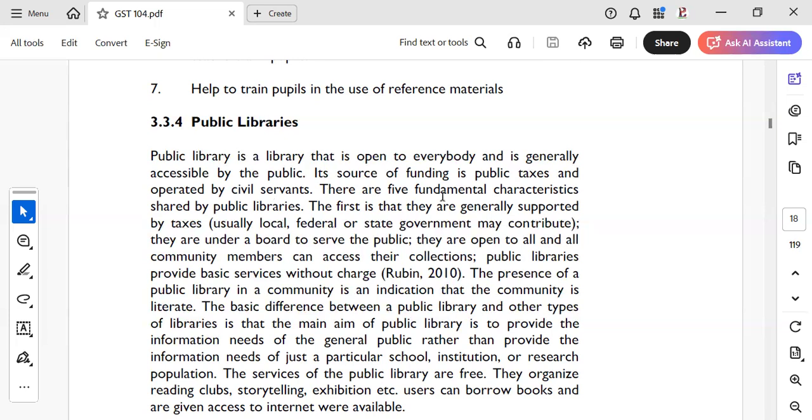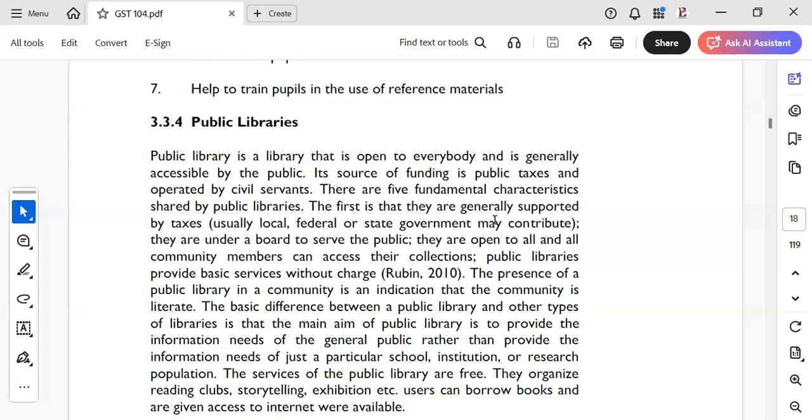There are 5 fundamental characteristics shared by public libraries. The first is that they are generally supported by taxes, whether local, federal, or state government. They all contribute. Now, that is the main thing you should know. Not only the main thing, but one of the most important things you should bear in mind under public library. So when the exam asks which of the following libraries is supported by public taxes, you should know that they're talking of public libraries. There's a question like that. That's why I mentioned it intentionally.